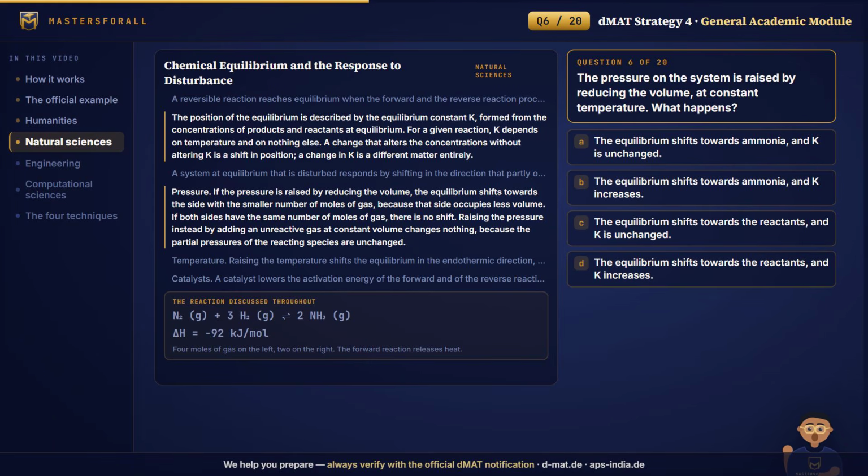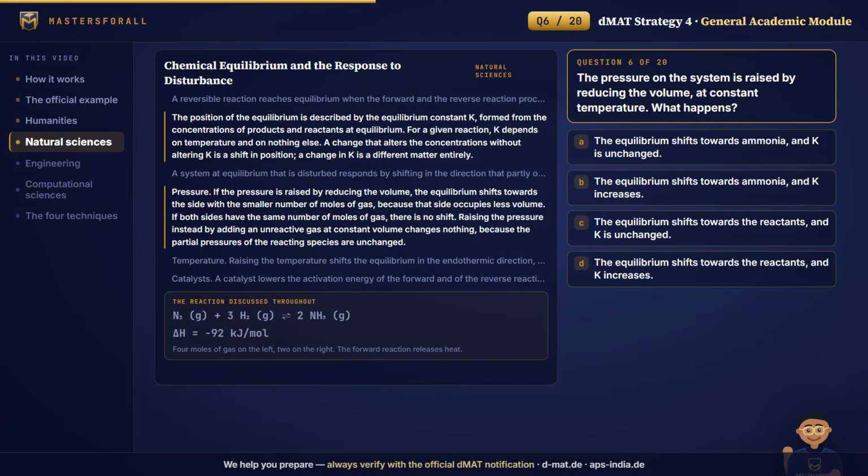2 claims in every option. A direction and something about K. Take the half you are surest of. K is the easy half. K depends on temperature and nothing else, and the temperature is being held constant, so K cannot have changed. Options B and D are gone, and we have not touched the chemistry.